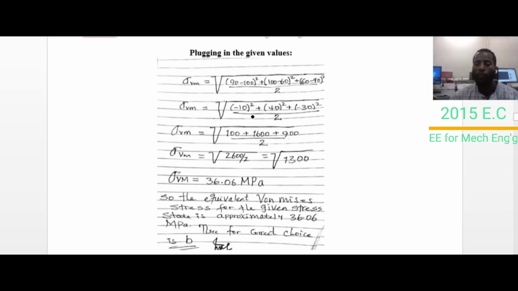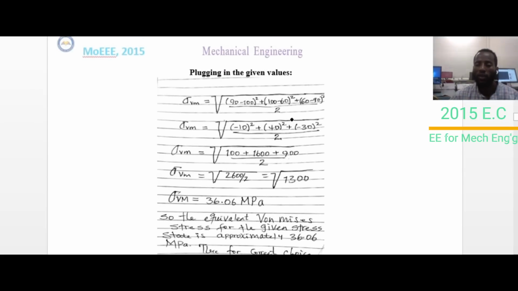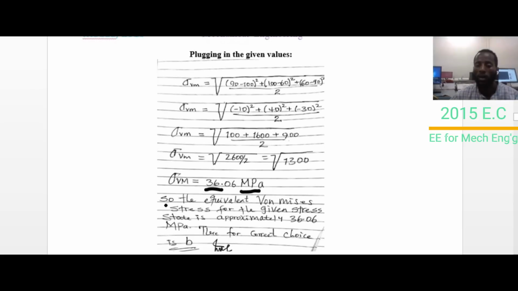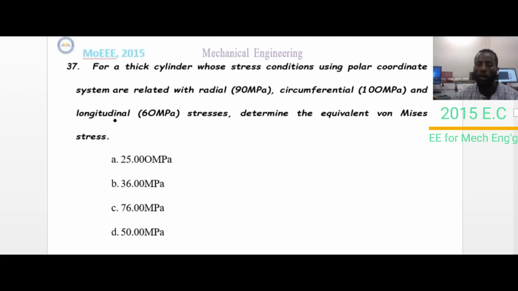So from this concept, we have radial stress, longitudinal stress, and circumstantial stress, and when we plug in the values within the equation, we found this value, which is around 36 megapascal, 36.06 megapascal. Therefore, the equivalent von Mises stress for the given stress state is approximately 36.06 megapascal, and the correct answer with this value is choice B. Choice B is the correct answer.